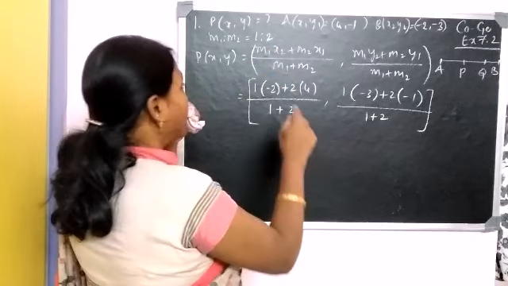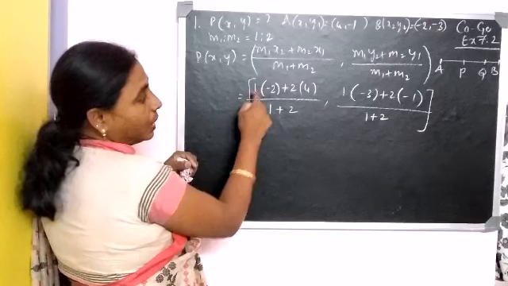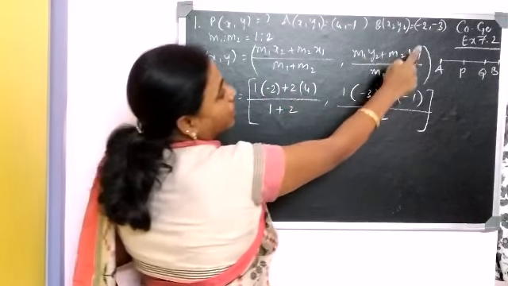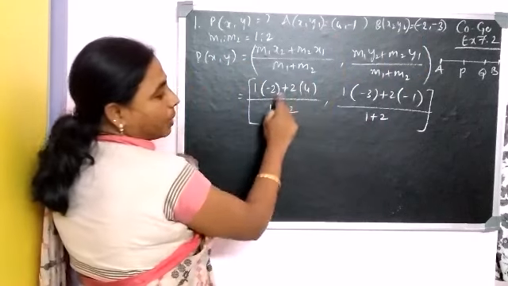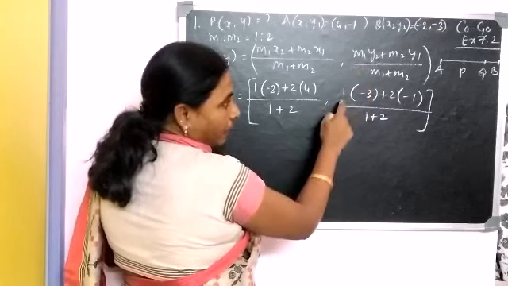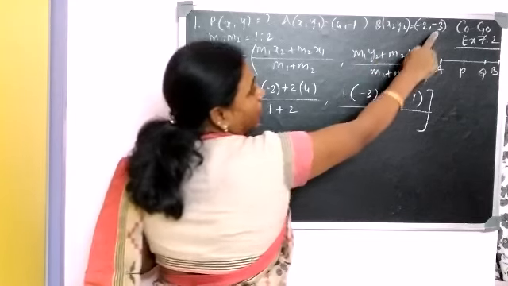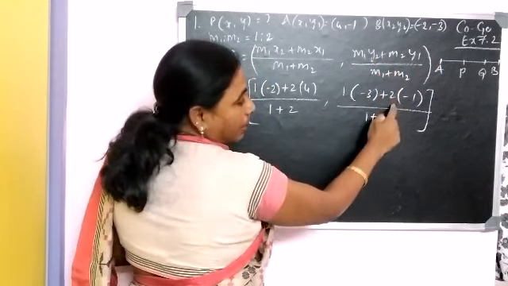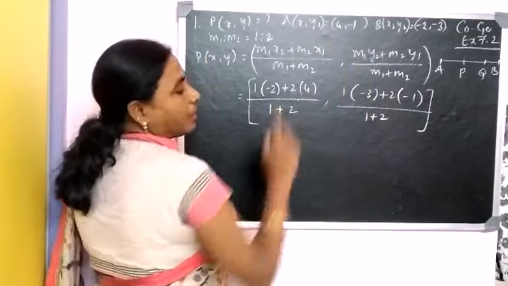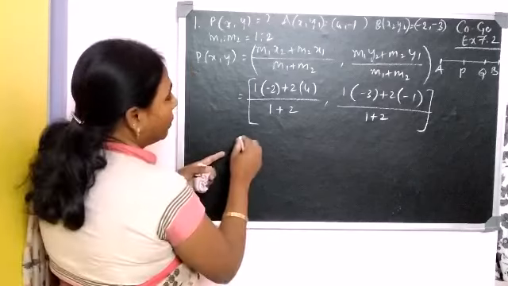Let me substitute the values here. M1 here is 1, M2 here is 2. And this is x2, x1. We have to take x2 and x1, minus 2 and 4. Minus 2 and 4. And this is M1 plus M2. Again, M1, Y2. Y2 here is minus 3. And this M2 is 2 because this is 2. And Y1. Y1 here is minus 1. Substitute the values.